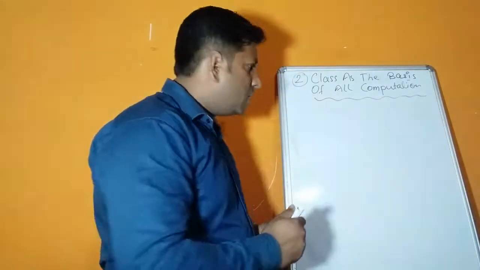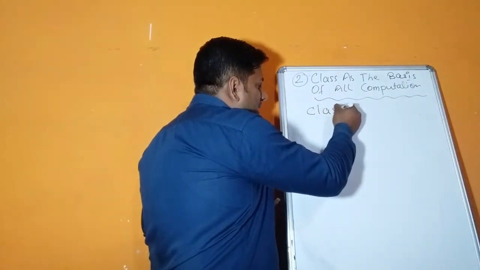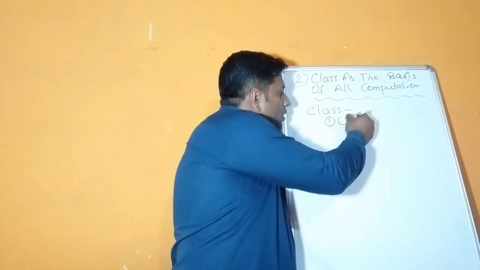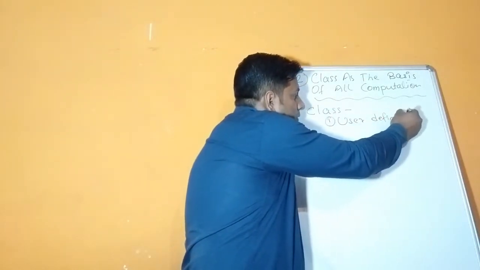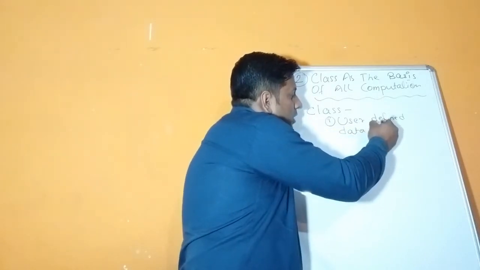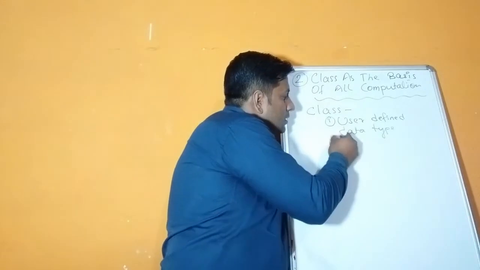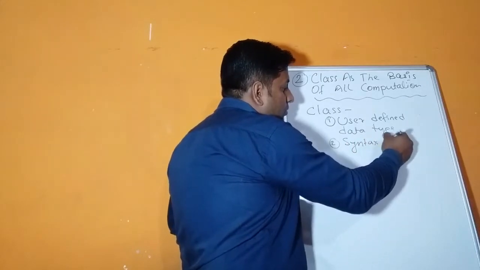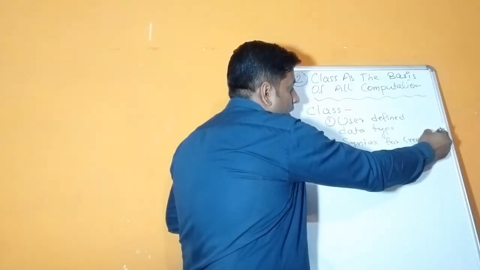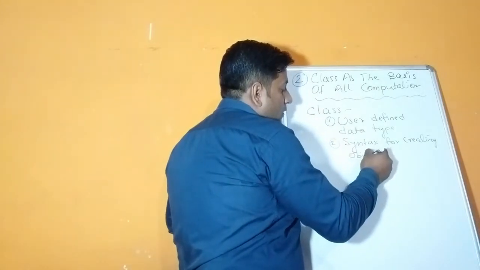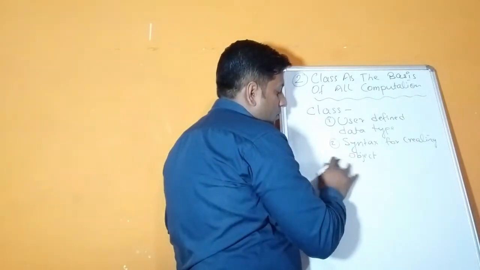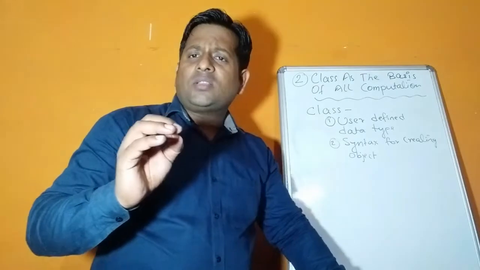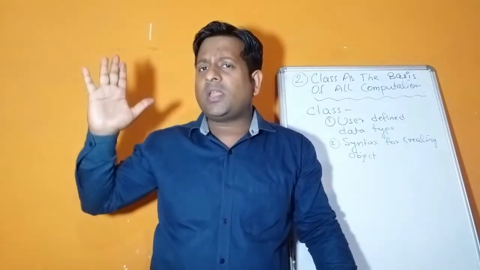So we'll be learning once again what exactly class does. What points do we know about class? First point, user defined data type. Second point, syntax for creating object. Okay, so basically these are the two important points. So what is class? Class: user defined data type, syntax for creating objects.